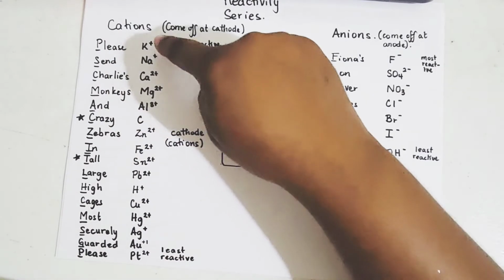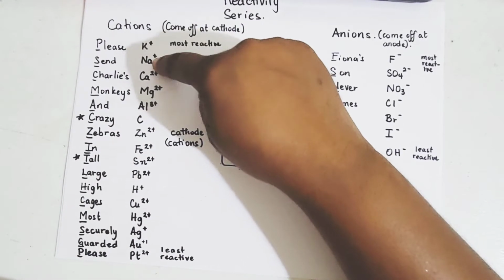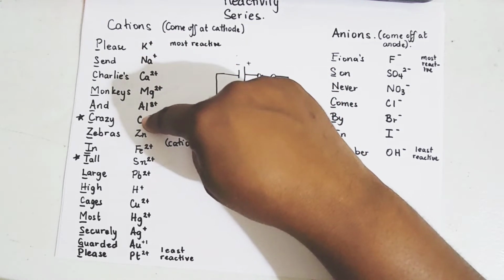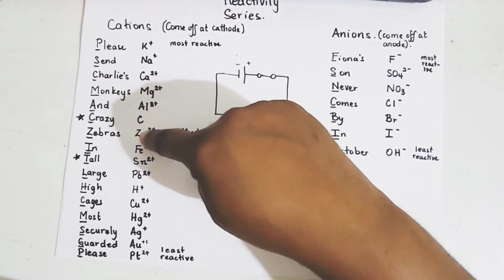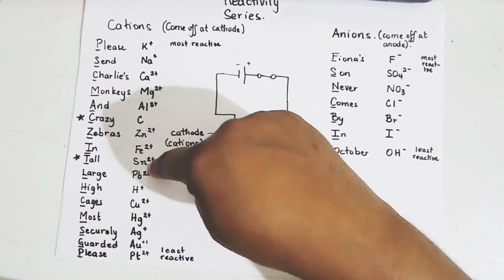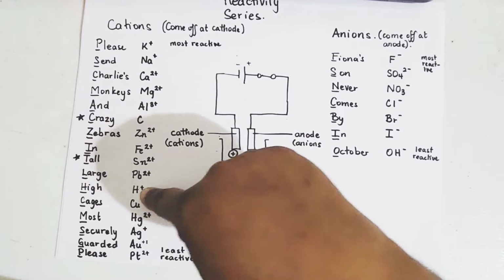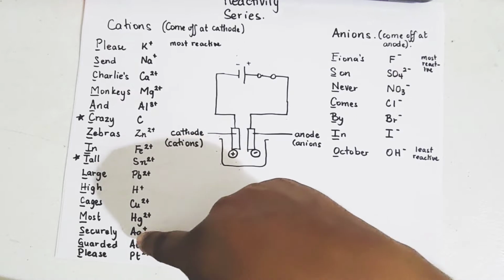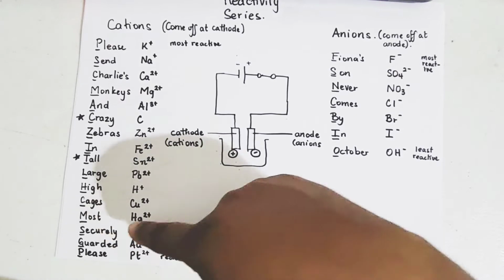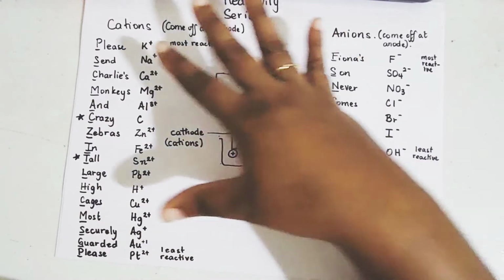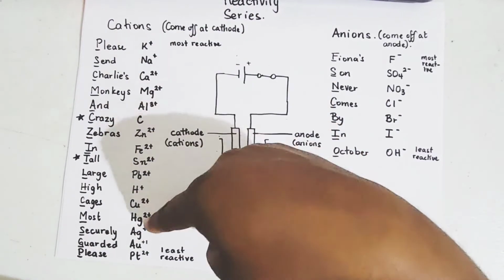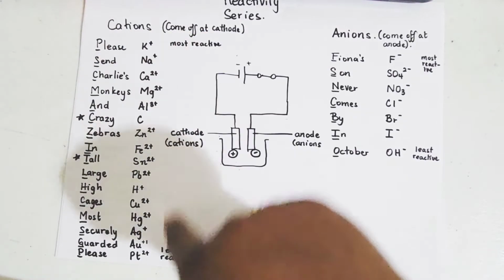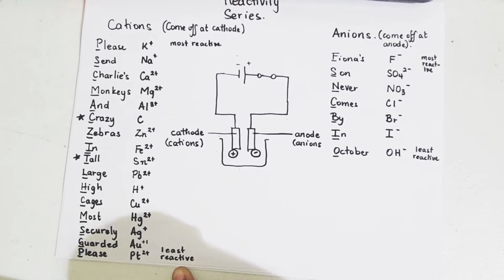And so we have the ions there: potassium, sodium, calcium, magnesium, aluminum, carbon, which is not a metal, zinc, iron, tin, lead, hydrogen, which is also not a metal, copper, mercury, silver, gold, and platinum. So this is your list of cations. Please note that the cation at the top is the most reactive, and the cation at the bottom is the least reactive.